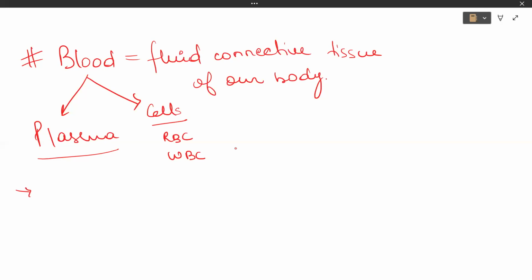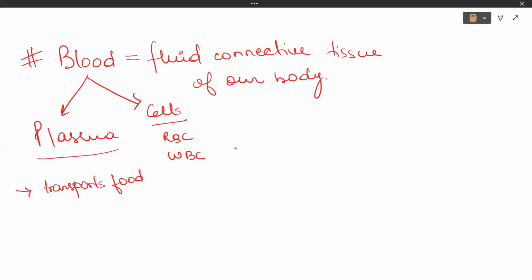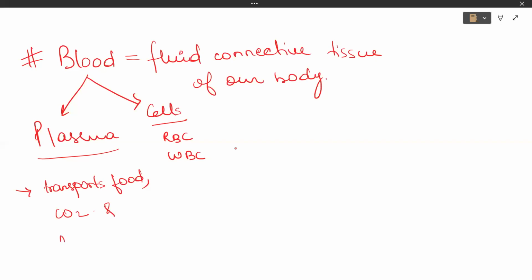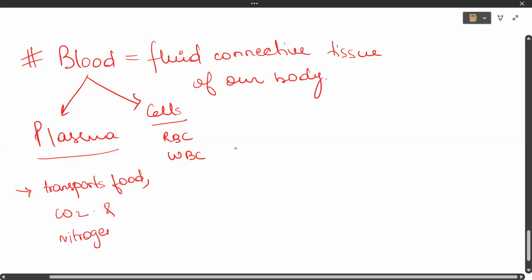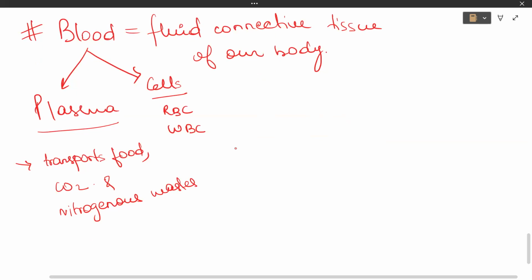Now, this plasma is responsible for transport of food. First thing it does is to transport food. It also transports carbon dioxide, and apart from transporting carbon dioxide, it also transports the nitrogenous waste, like urea, uric acid and all. So what are the functions of the plasma? The plasma transports food, carbon dioxide and nitrogenous waste. Understood? Okay, very good. Now, what was RBC transporting? Do you remember?